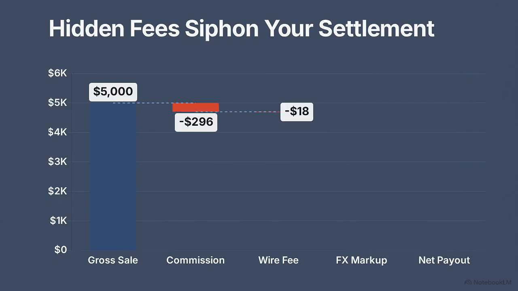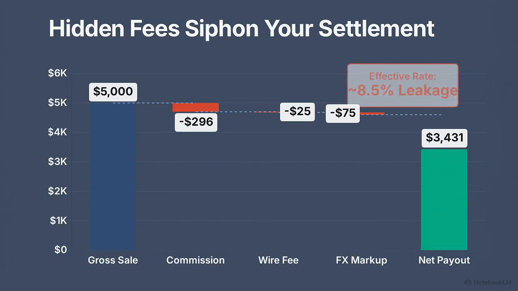First, the platform strips away its commission. Then, you get hit with a standard wire transfer fee, usually between $15 and $30. Finally, your Indian receiving bank takes its cut. They apply a 1 to 2% foreign exchange markup to convert those dollars into rupees.